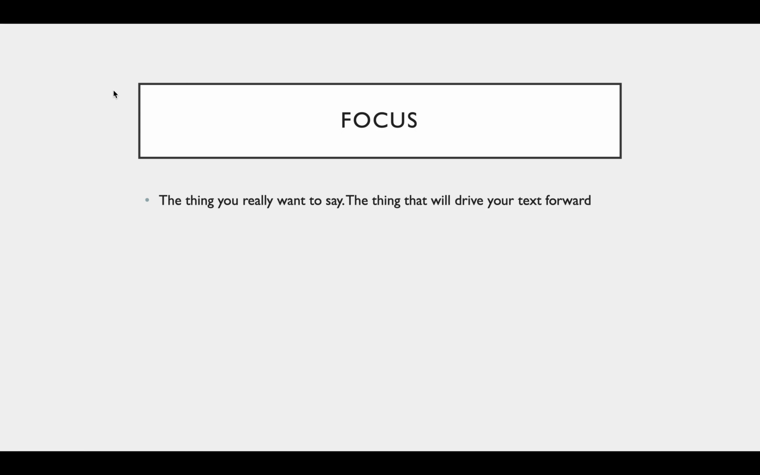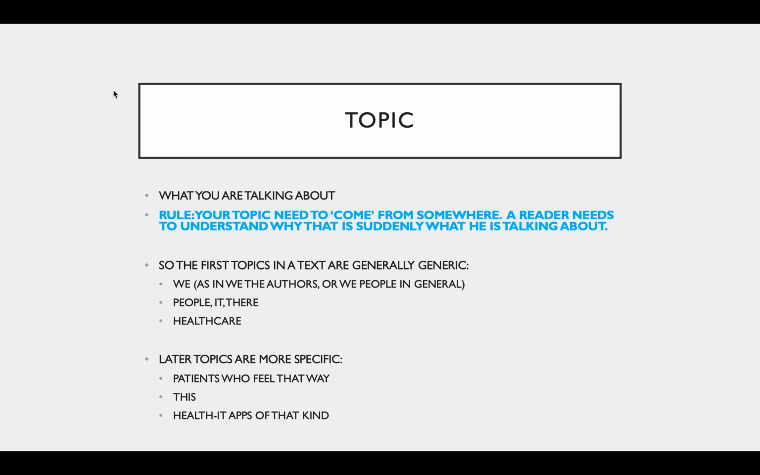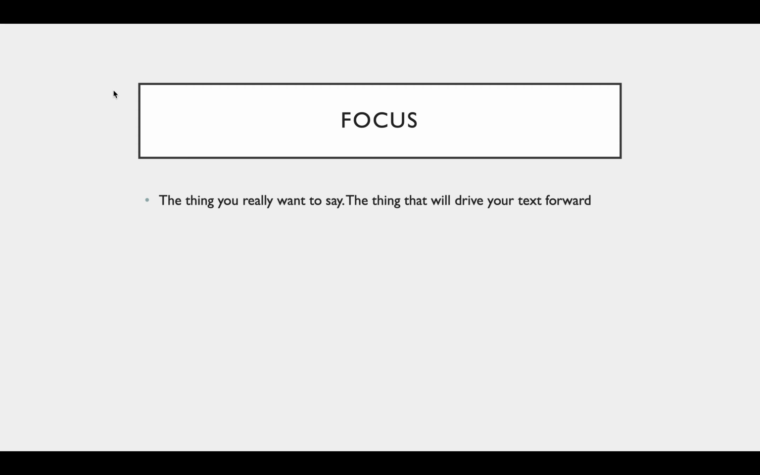Then you have the focus, and all I want to say about that is, it is the thing you really want to say, the thing that will drive your text forward. This always needs to contain new information. If it doesn't contain new information, it is not driving your text forward. In general, you can say a topic is a little bit shorter than your focus. Generally speaking, your focus contains more words, unless the words that are in there are really, really powerful, then it can be a short focus.